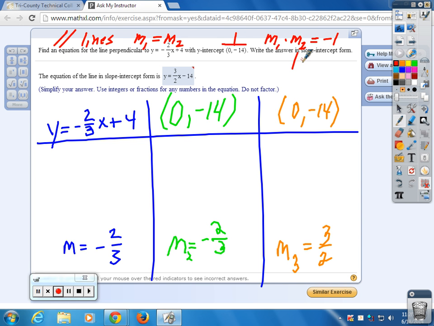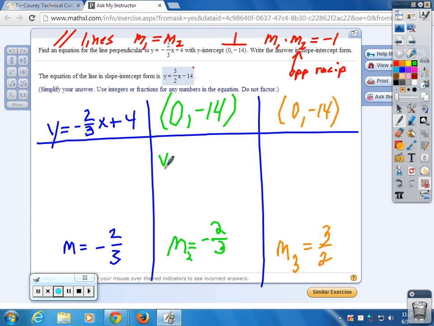Therefore, m sub 2 is your opposite what? Reciprocal. The opposite sign and the reciprocal. So if this was negative 2/3, this is going to be 3/2. If this was positive 4, this would be negative 1/4. If this was negative 1/3, this would be positive 3. And now you just do what you've been taught.